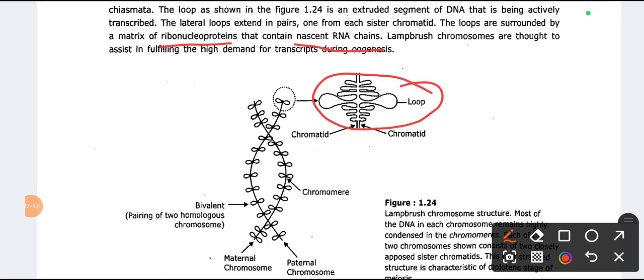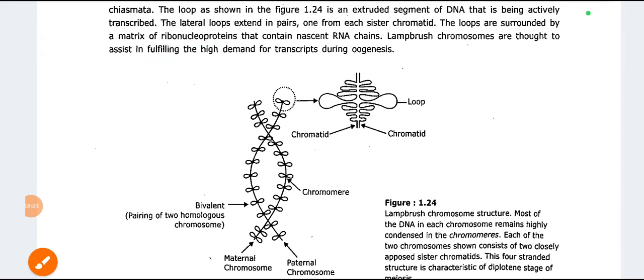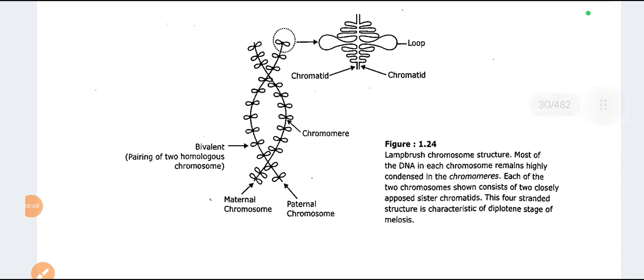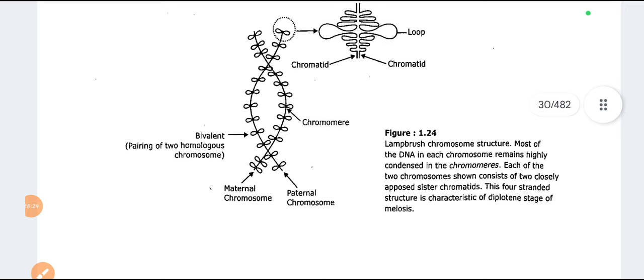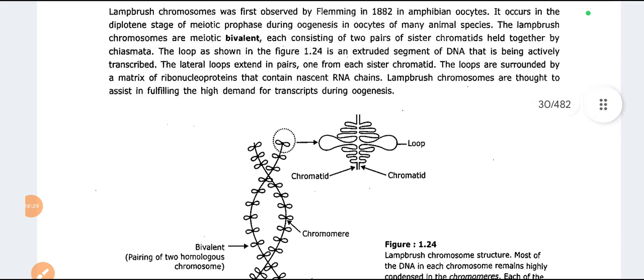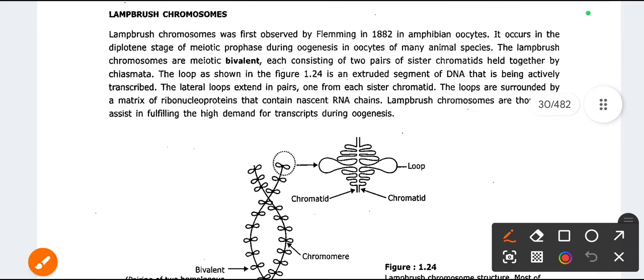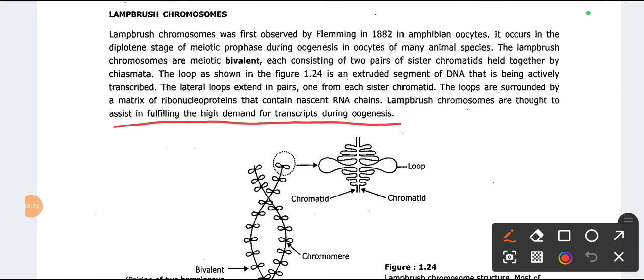Lampbrush chromosomes are thought to assist in fulfilling the high demand for transcripts during oogenesis. Most of the DNA in each chromosome remains highly condensed in the chromomeres. The two chromosomes shown consist of two closely opposed sister chromatids, and this four-strand structure is characteristic of the diplotene stage of meiosis. One is the paternal chromosome, one is maternal. There is a loop which extends from both sides, and this is where the high demand for transcripts during oogenesis is fulfilled.